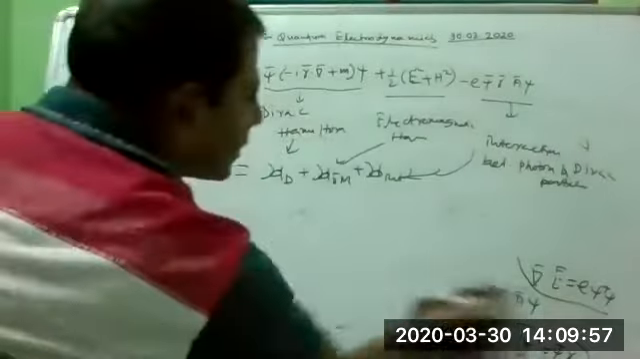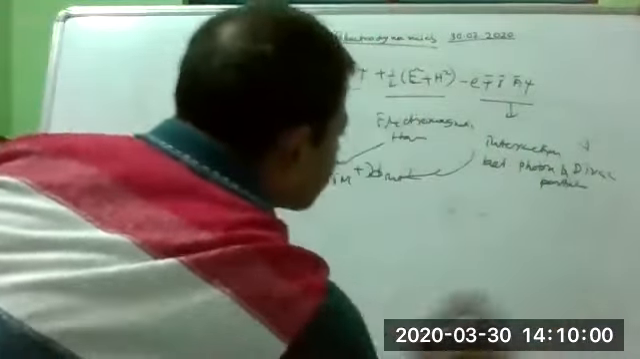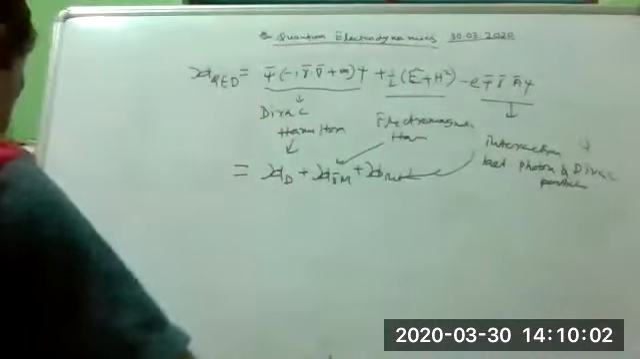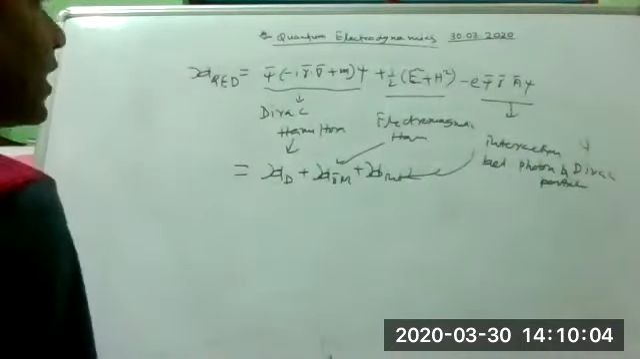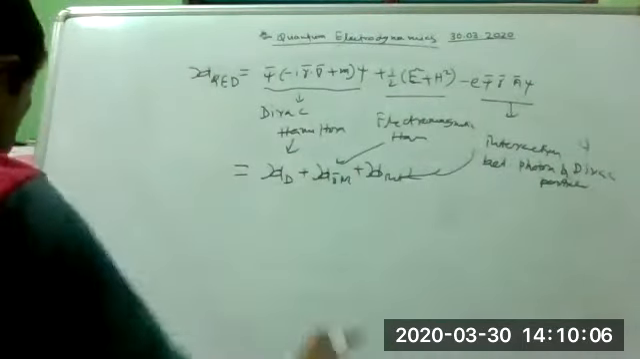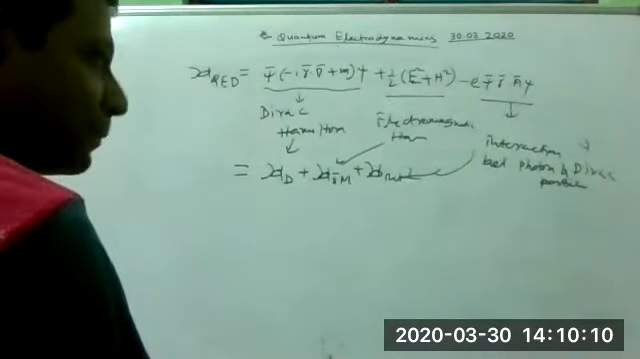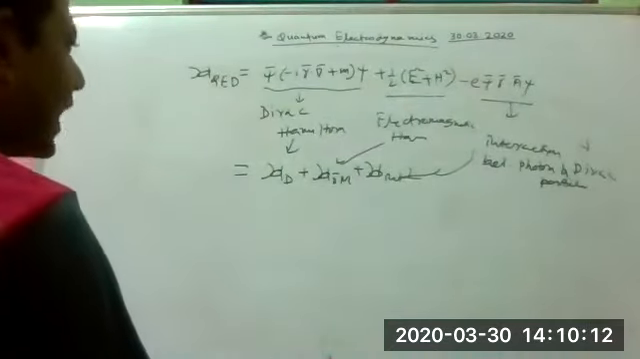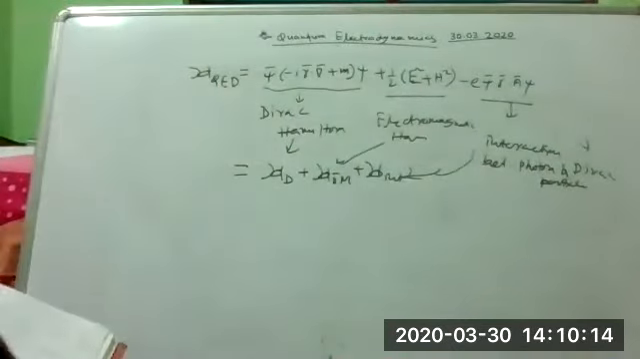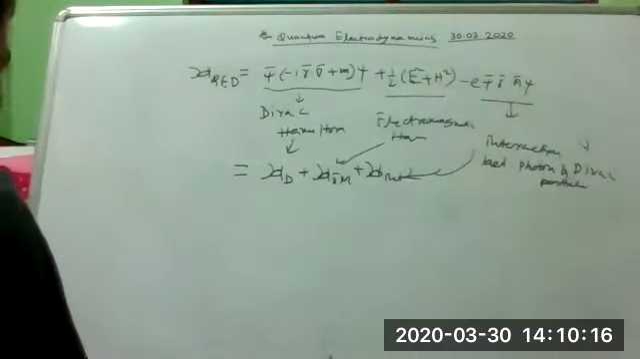Now the question is, in the electromagnetic term, is the Coulomb term present or not? Actually the Coulomb term is hidden in the H_EM term. Now we check it.